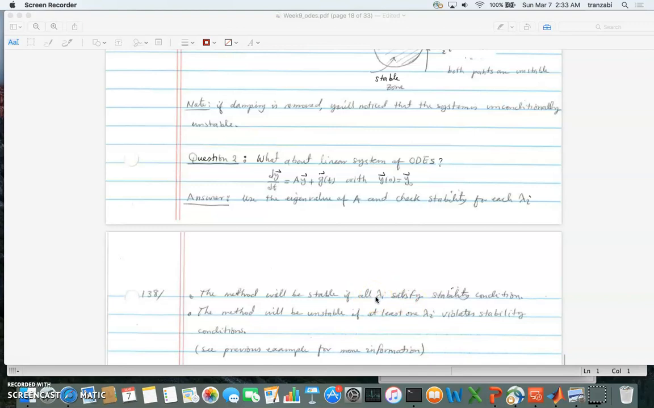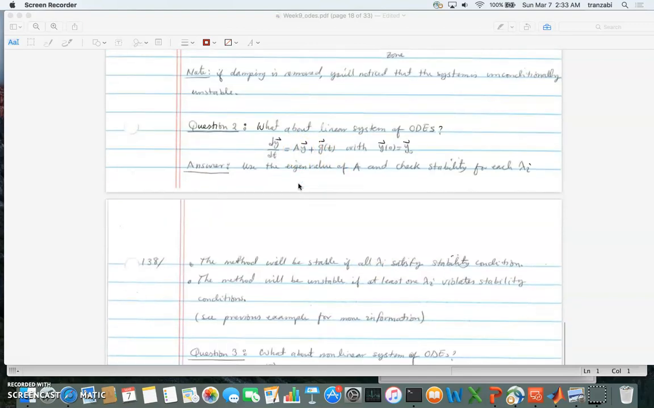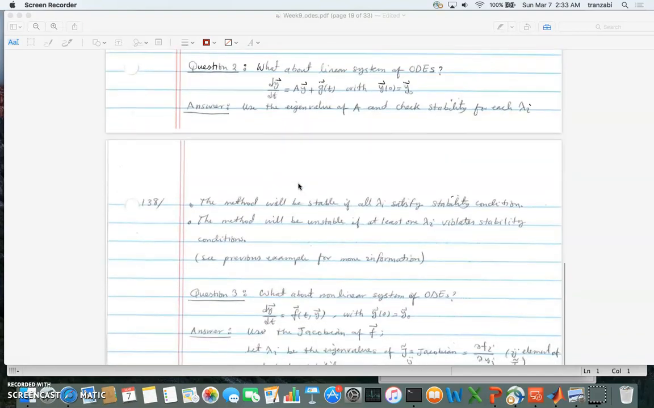Okay, so that's how we can basically decide whether the method is stable or unstable for every problem by linearizing the problem, looking at the eigenvalues of the coefficient matrix, and deciding whether the method is going to be stable or not. Okay.